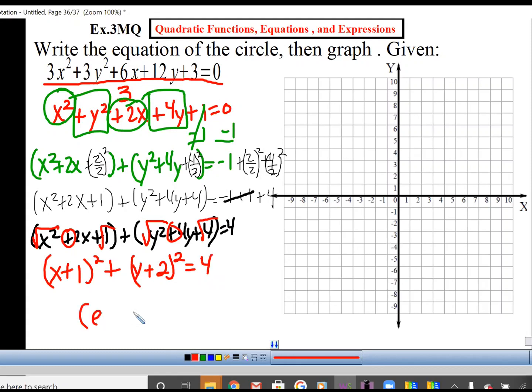So, center, what's our center? Hayden, let's see. -1, -2. Yes, -1, -2. And our radius is 2 because we take the square root of 4. Let me graph that. -1, -2. 2 steps in all directions. 1, 2, 1, 2, 1, 2, 1, 2. And we graph our circle.